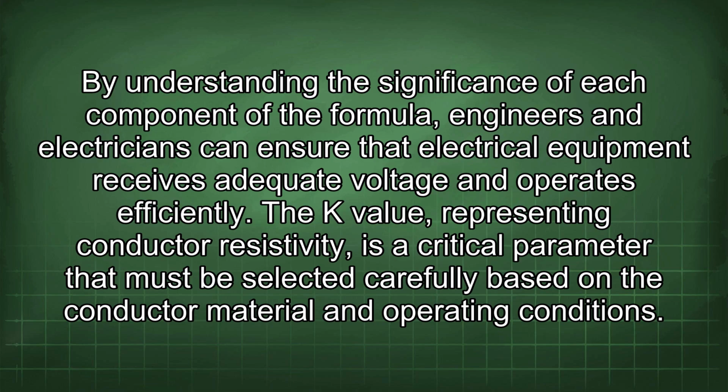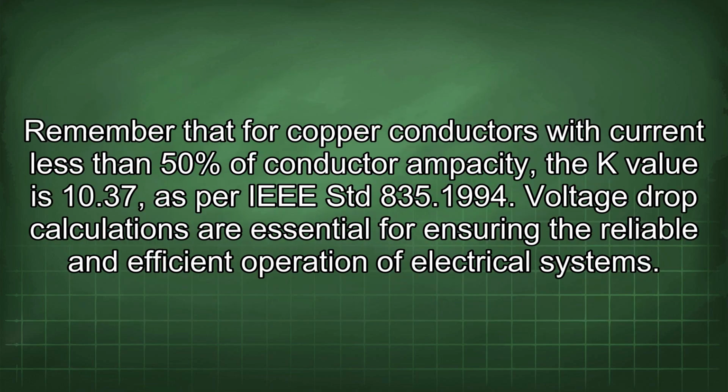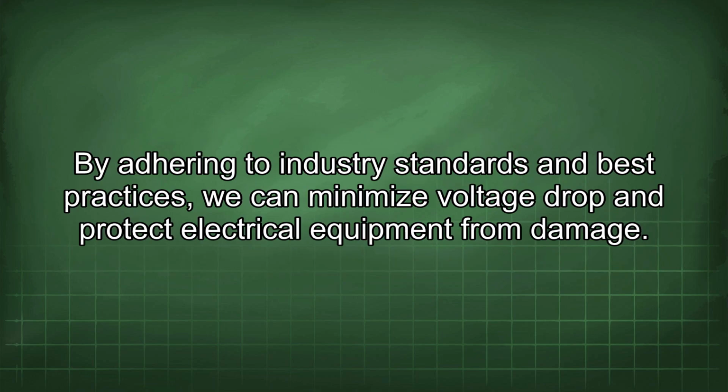The K value, representing conductor resistivity, is a critical parameter that must be selected carefully based on the conductor material and operating conditions. Remember that for copper conductors with current less than 50% of conductor ampacity, the K value is 10.37, as per IEEE Std 835-1994. Voltage drop calculations are essential for ensuring the reliable and efficient operation of electrical systems. By adhering to industry standards and best practices, we can minimize voltage drop and protect electrical equipment from damage.